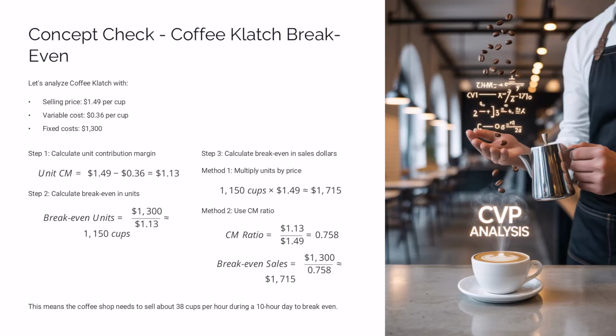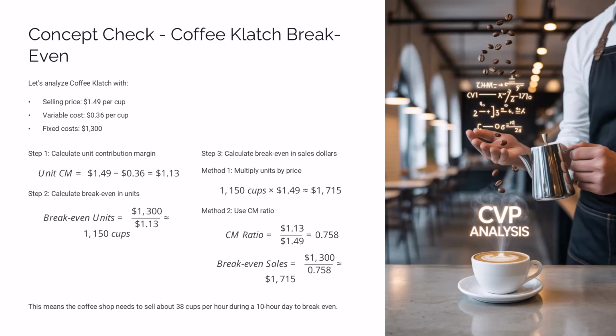Now let's work through a complete example that's exactly like what you'll see on your exam and what you'll encounter in case interviews at consulting firms, using Coffee Klatch with their $1.49 selling price, 36 cents variable cost, and $1,300 fixed costs, which mirrors the economics of every Starbucks, Dunkin', and local coffee shop you've ever visited. To find break-even in units, we calculate unit CM equals $1.49 minus 36 cents equals $1.13.